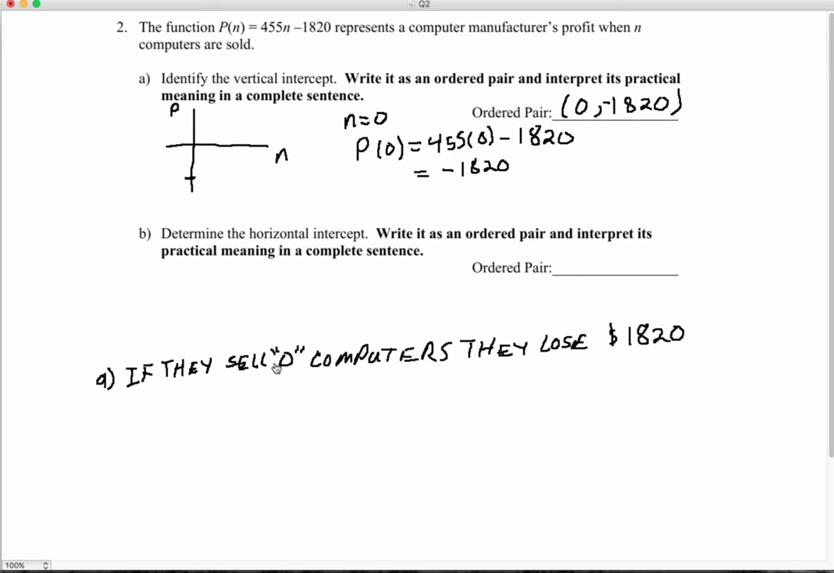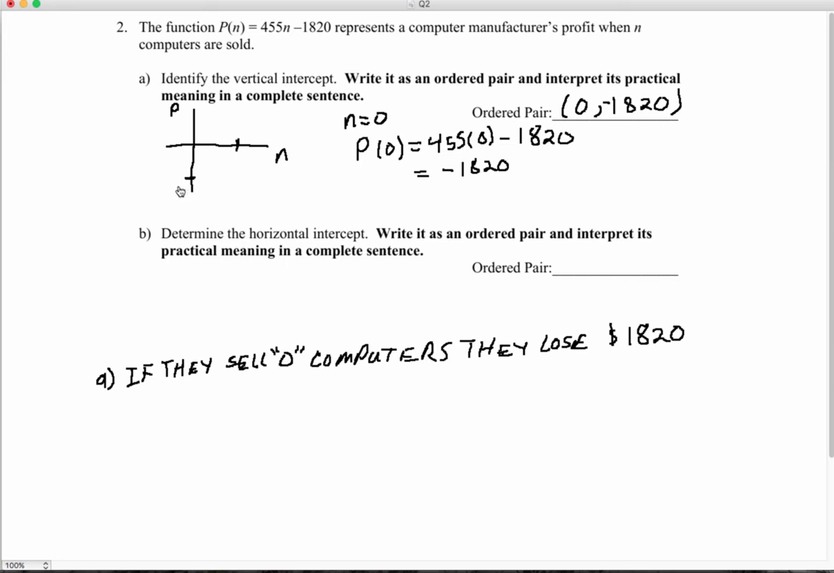Let's go on down here to part B. So in part B, they say determine the horizontal intercept, write it as an ordered pair, and interpret its practical meaning in a complete sentence. Well, the horizontal intercept is going to be where the profit, not n, is going to be equal to 0. We just did n equal to 0 up here.